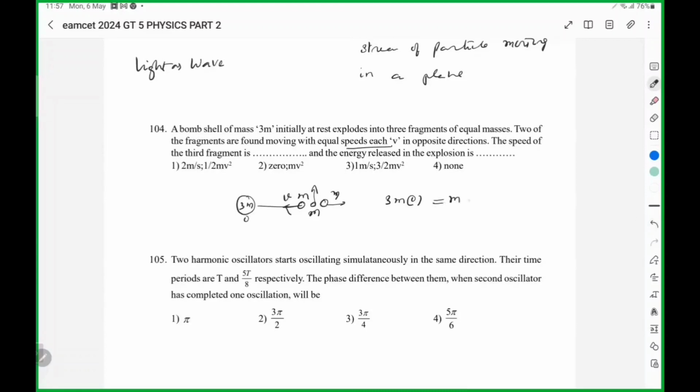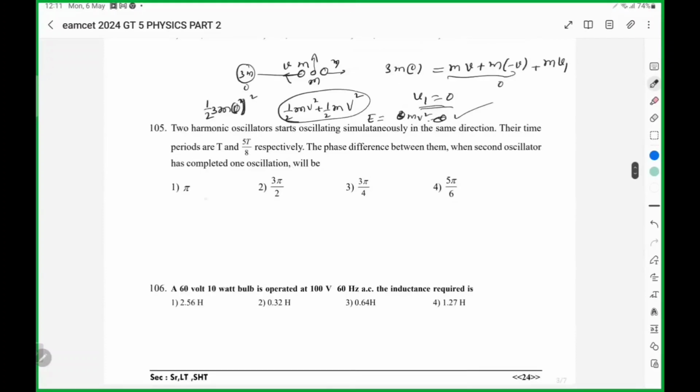Momentum is conserved: m into v, m into minus v, plus m into v1, it is 0, so v1 becomes 0, so speed 0. Initially energy is half 3m into v square; now it is half mv square plus half mv square. So energy released is the difference. Initially it is 0, it is at rest. Finally, it is mv square, energy released.